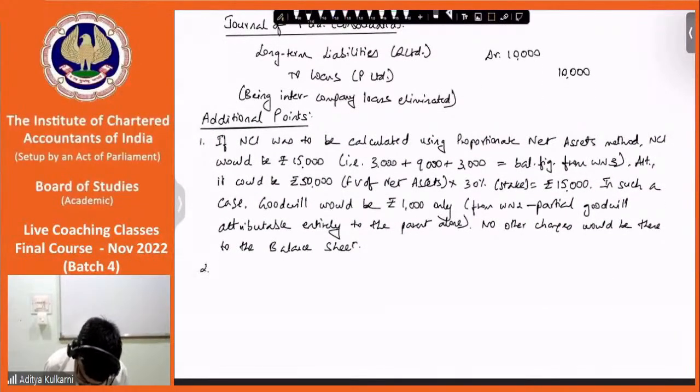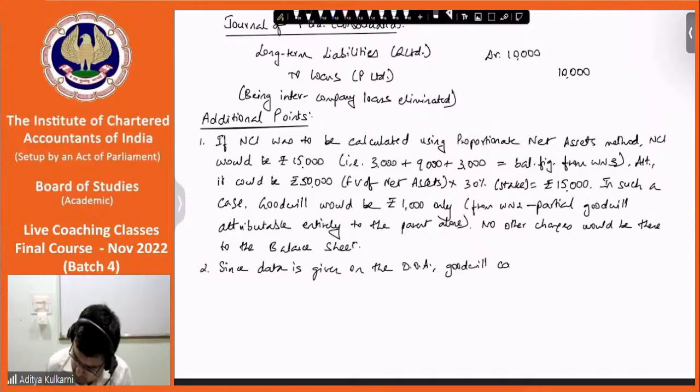The second point, since data is given on the date of acquisition, goodwill can be computed as per Ind AS 103 also as under.